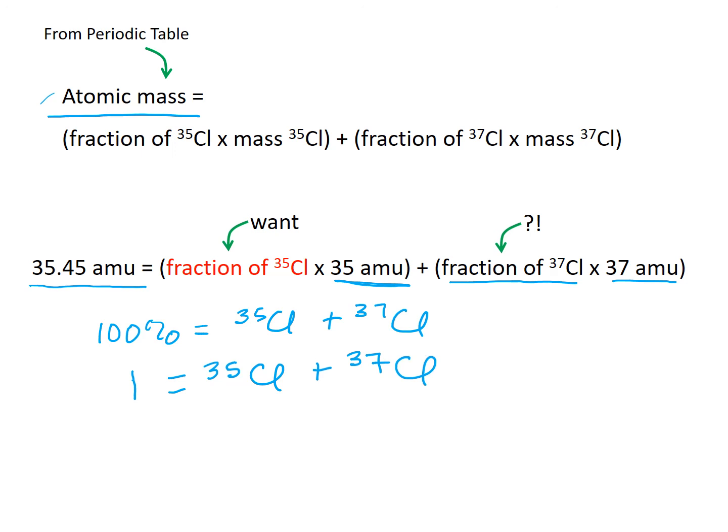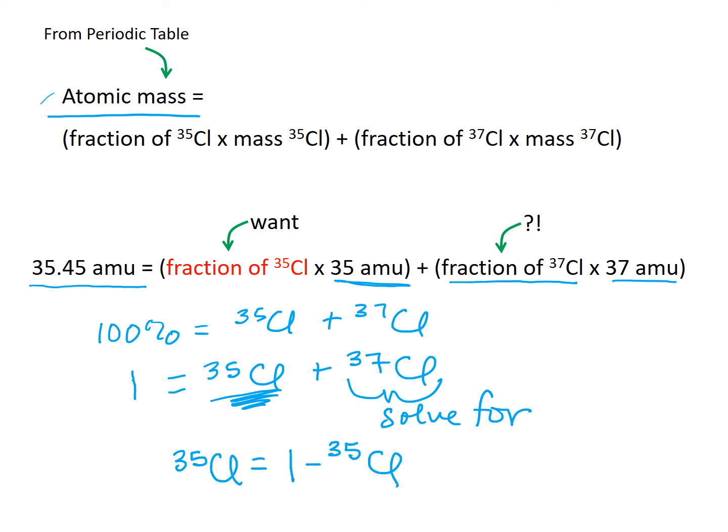Okay, so I want this number, right? So what I'm going to do is solve for this one. Okay, so what I get is 37 chlorine equals 1 minus 35 Cl. Okay, and so, whoops, I said that right and wrote that wrong. So this is 37, I'm just going to cross that out. 37 chlorine equals 1 minus 35 chlorine.